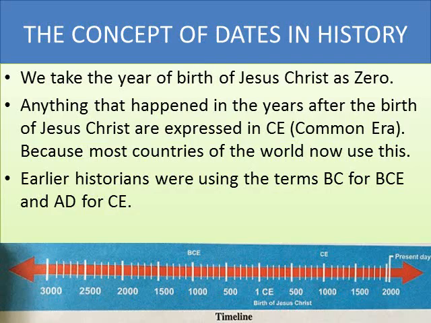This is the final topic of this chapter, the concept of dates in history. Before studying this concept, just see this timeline below. 3000, then 2500, 2000, 1500, then 1000, 500, then 1. उल्टी गिनती आ रही है ना, reverse counting.